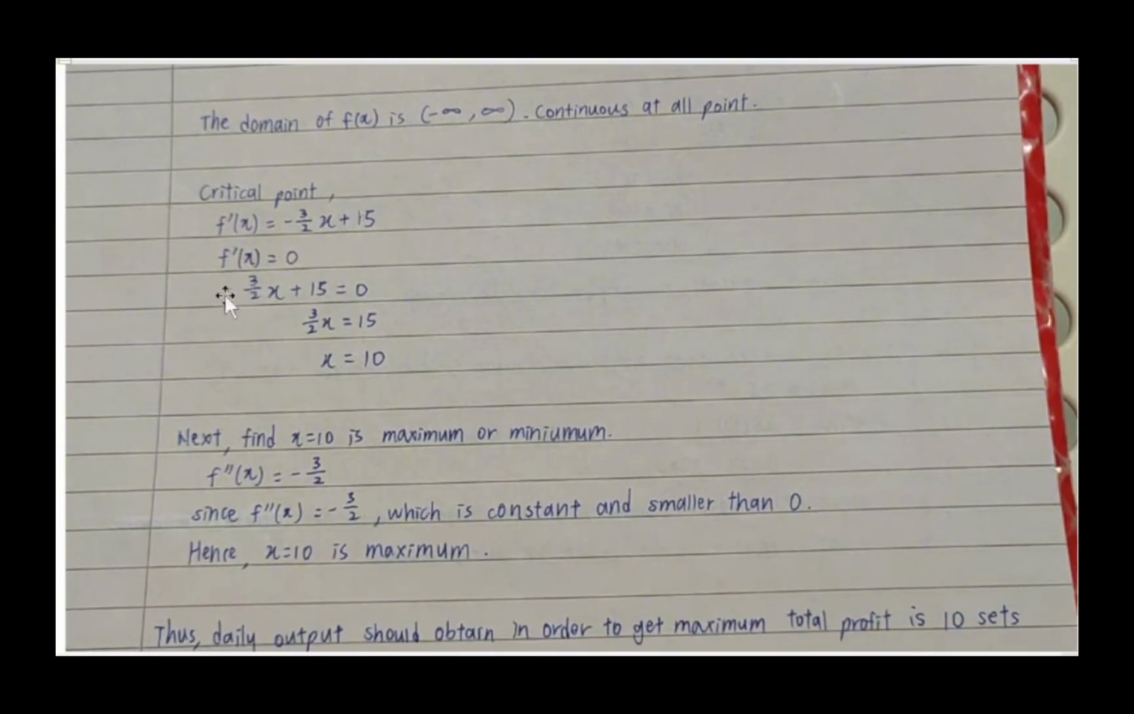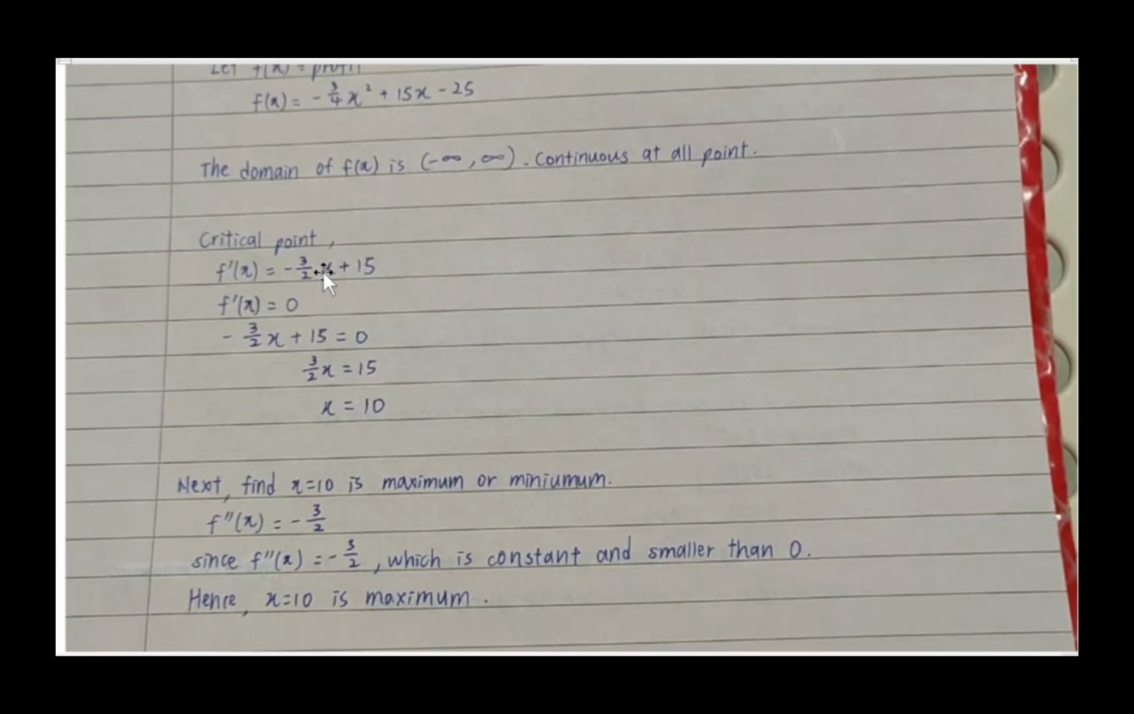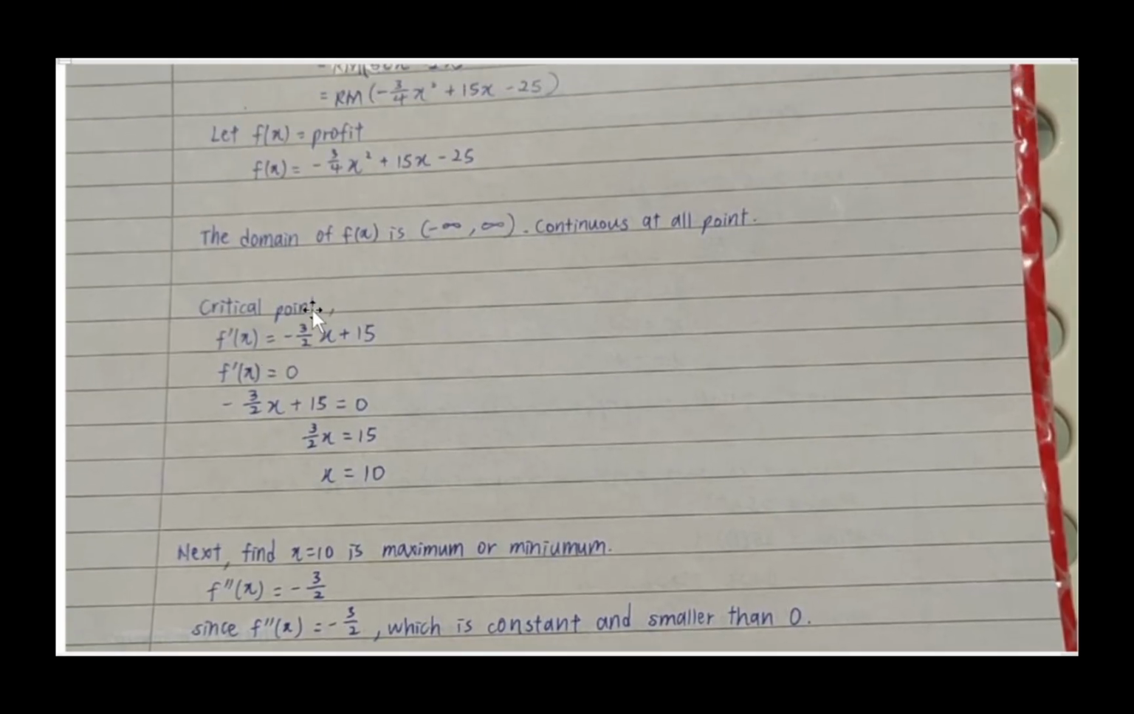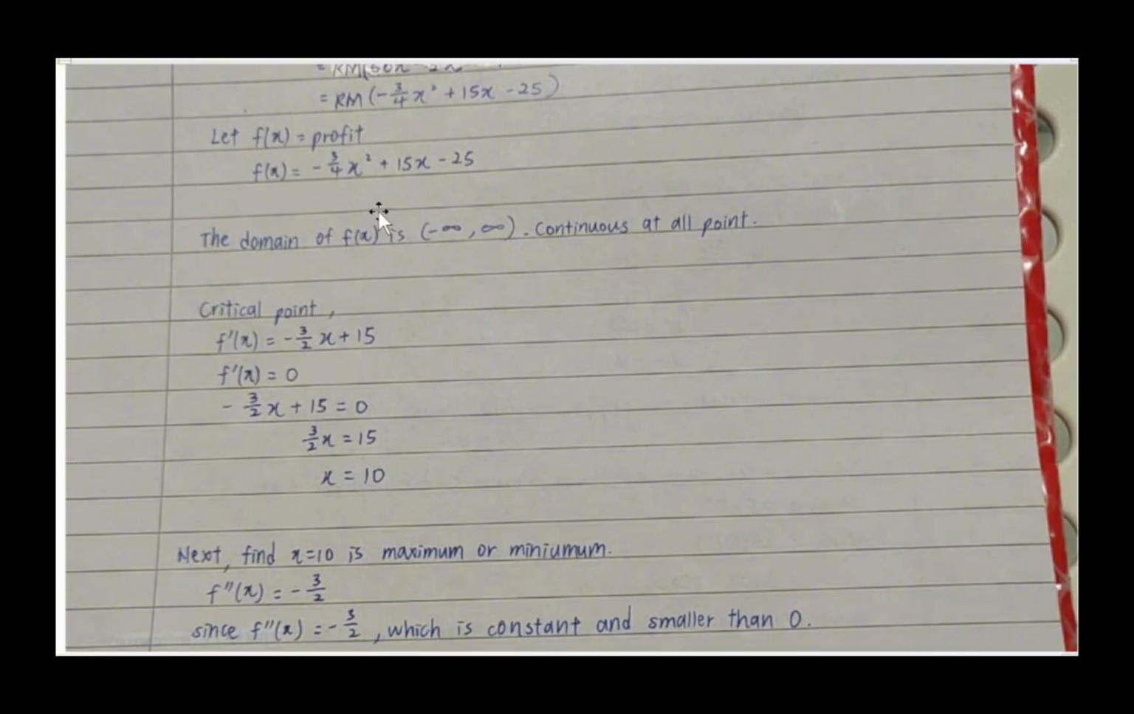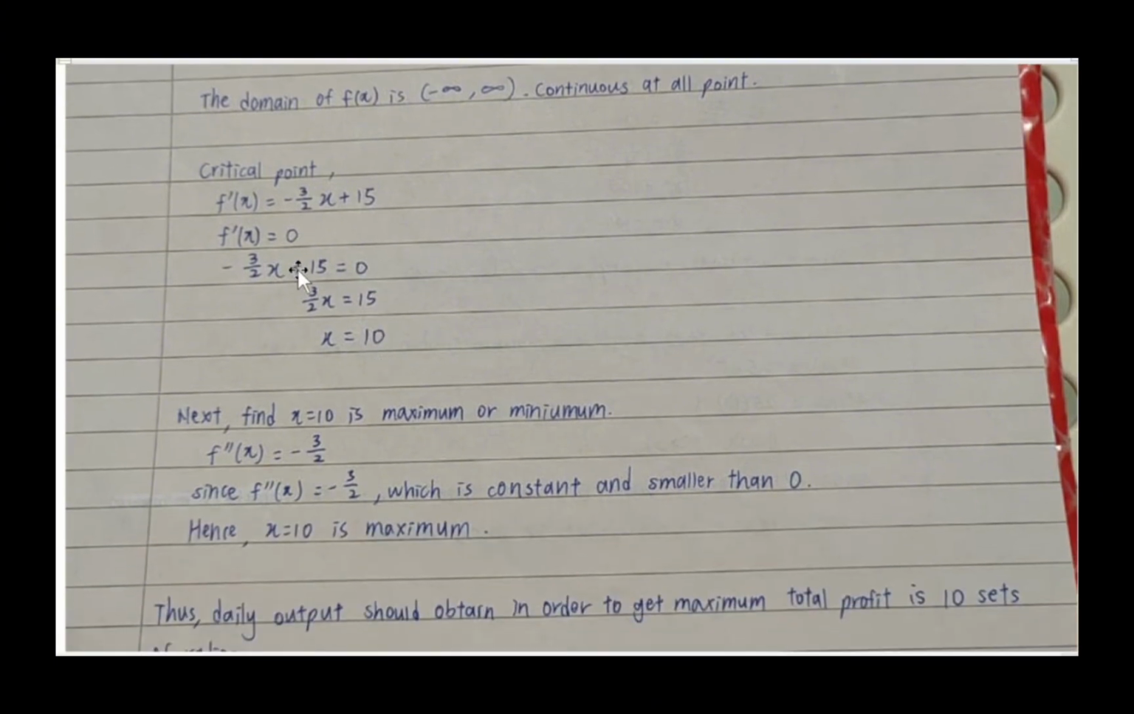Critical point is when we let f prime x equals 0, which is dy/dx equals 0. And then we find the dy/dx for this function f(x) using the power rule, which is the power 2 we add here, we multiply in front and minus 1 here. So we get negative 3 over 2 x plus 15. Then we do the calculation, x equals 10.